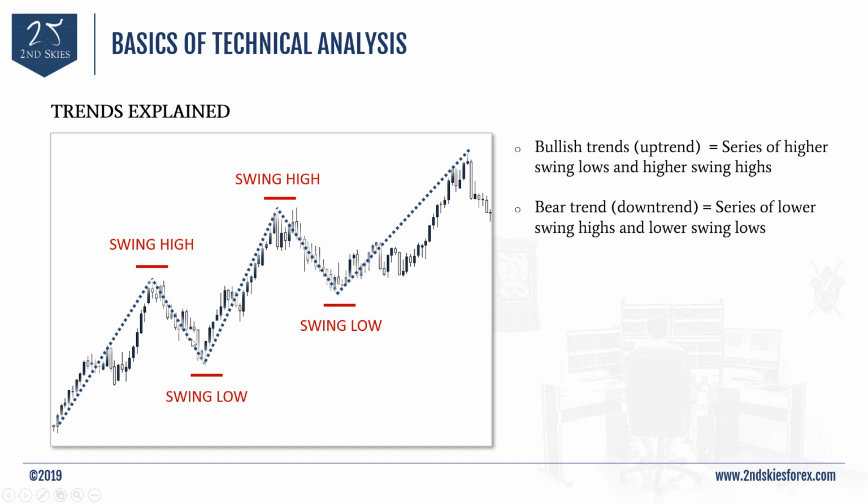So in trends, we're talking about a series of higher highs and higher lows, which would be a bull trend, or a series of lower highs and lower lows, which would form a bear trend. And this is a very simple way to spot trends and to see if they are still alive or not. Because if this sequence is broken, it either means price is starting to move sideways and pause, or the trend is reversing and a new trend is forming in the opposite direction.